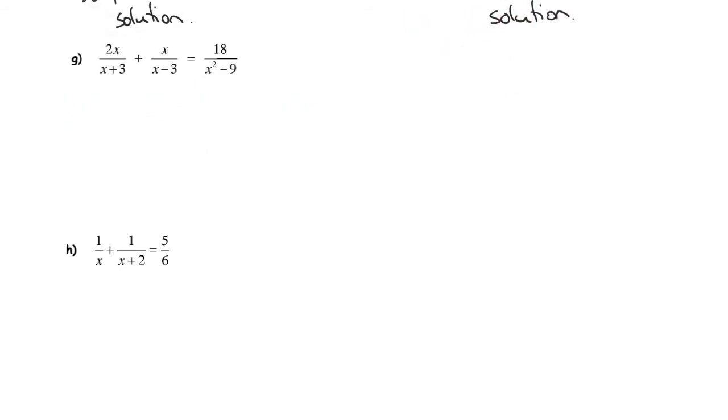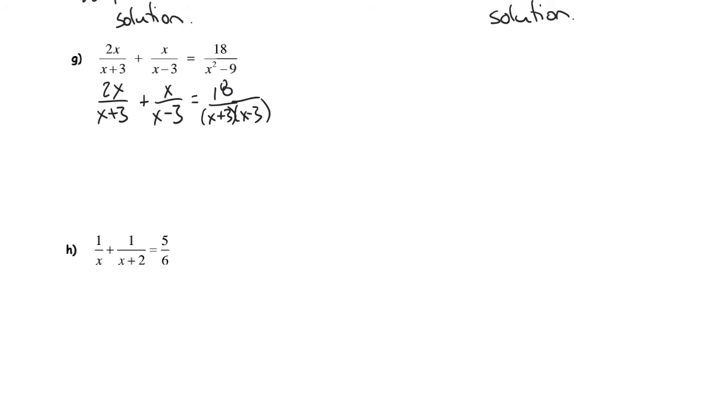All right, so now for G here, we do have the opportunity again to do a little bit of factoring. So here we go. So 2x over x plus 3. Okay, well, not much is going on there. Neither is there anything with x over x minus 3. But the denominator on the right-hand side is a difference of squares. So I can break that down into (x plus 3)(x minus 3).